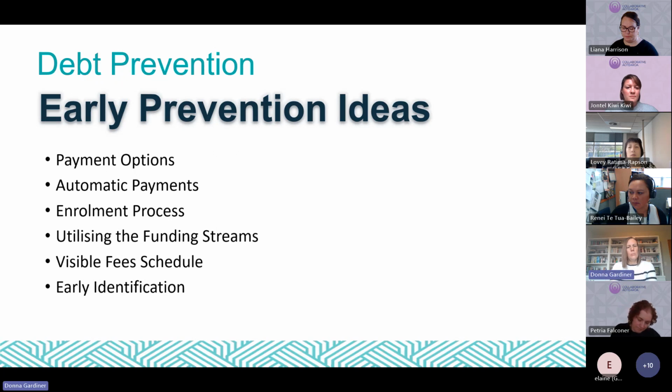We gathered some early prevention ideas, so just ways to help early on. Making sure you've got good payment options for patients, so you've got EFTPOS and online banking, automatic payments, those kinds of things. Making sure that patients know that you've got all those, and including them on the bottom of your invoices and in your reminder texts out to patients.